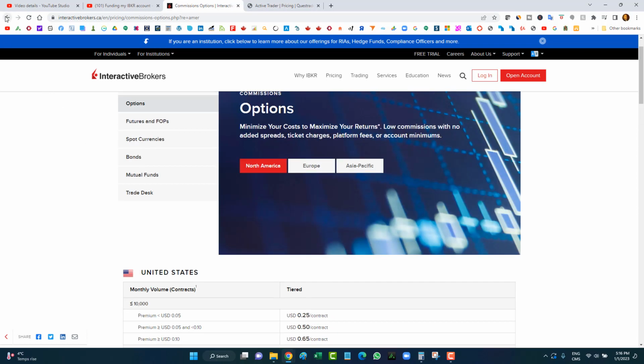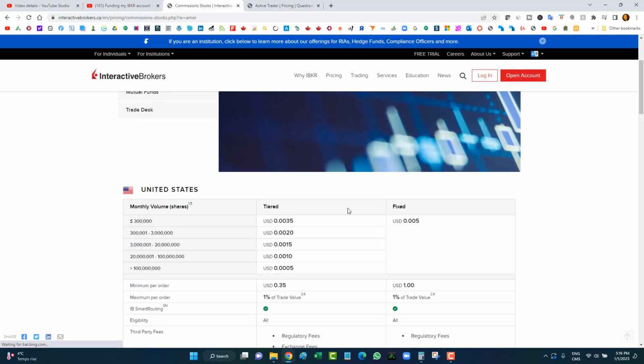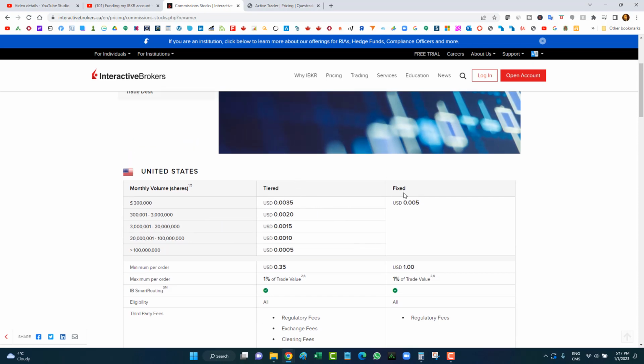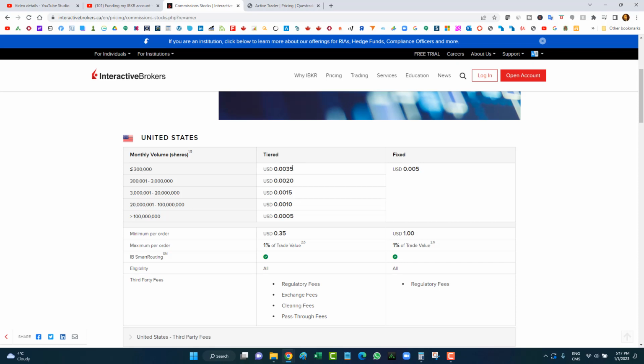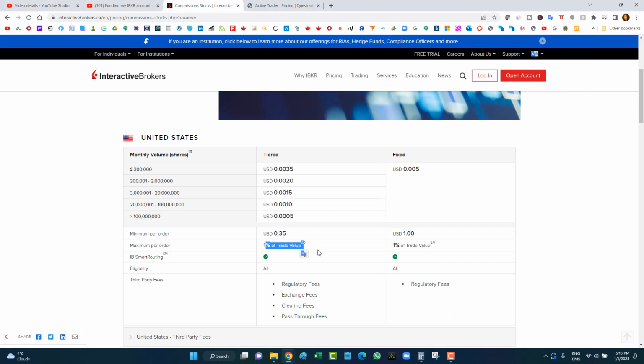Now, if I do covered calls, I would have to buy shares. So let's go back and see how much it costs to buy shares. So stocks and ETFs here. Even to buy shares, you could see here if the monthly volume is below 300,000, you either take the tiered version or the fixed version, but the tiered version is 0.0035 cents per share, but there's a minimum per order of 35 cents. So basically, they're expecting you to buy at least 100 shares. So 0.0035 times 100 shares, that's 35 cents. But then there's a maximum per order of 1% of your trade value.